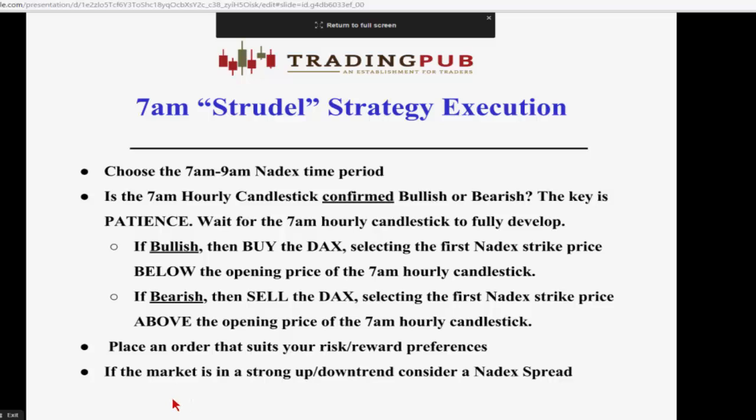And then if the market is really, really going in a strong up or downtrend, you may want to consider doing a Nadex spread trade. My time won't allow me to get into spreads, but it's another way of trading Nadex that more closely mimics conventional trading.